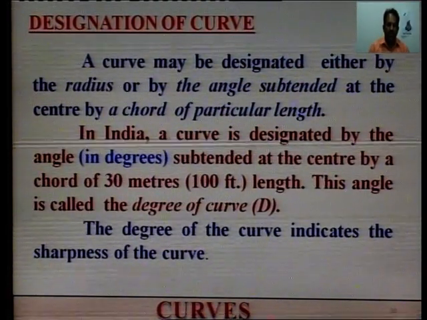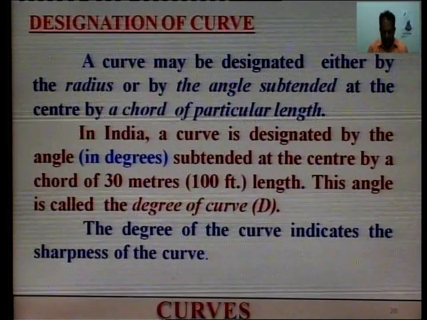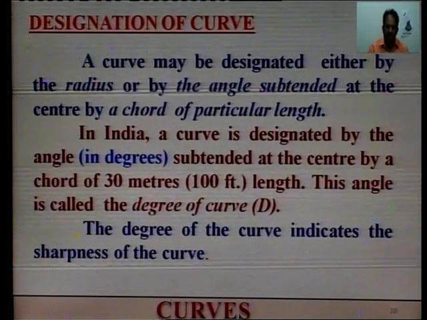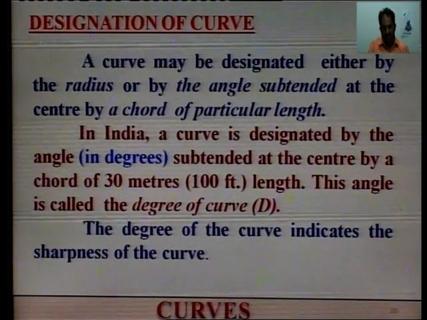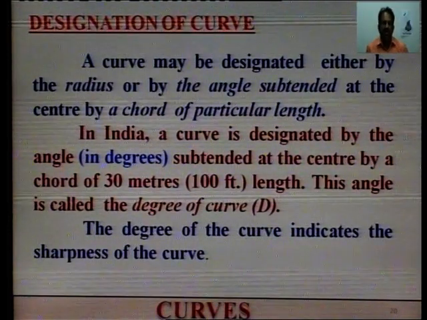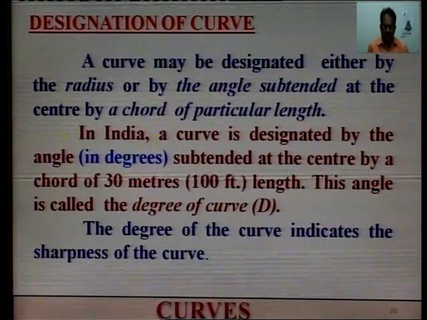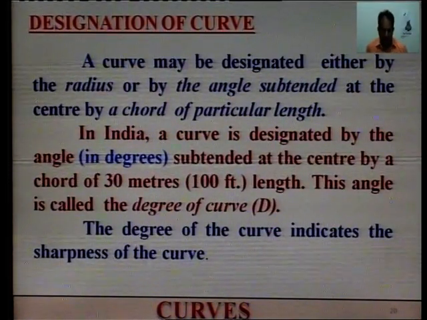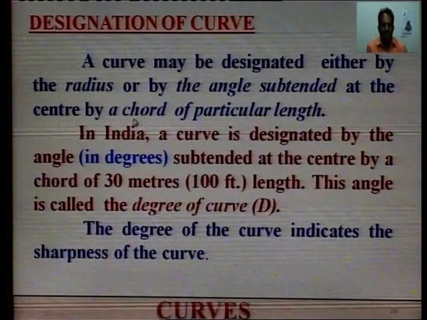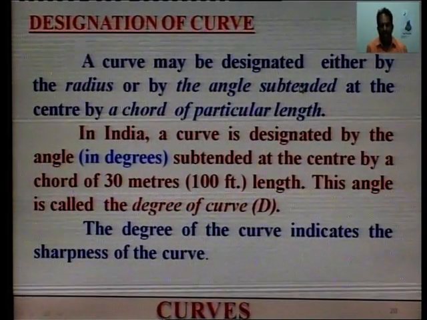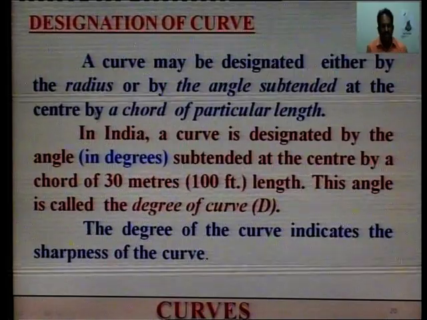So, now we come to a point called designation of curve, that is, how we name any curve. A curve may be designated either by radius or by the angle subtended at the center by a chord of particular length.